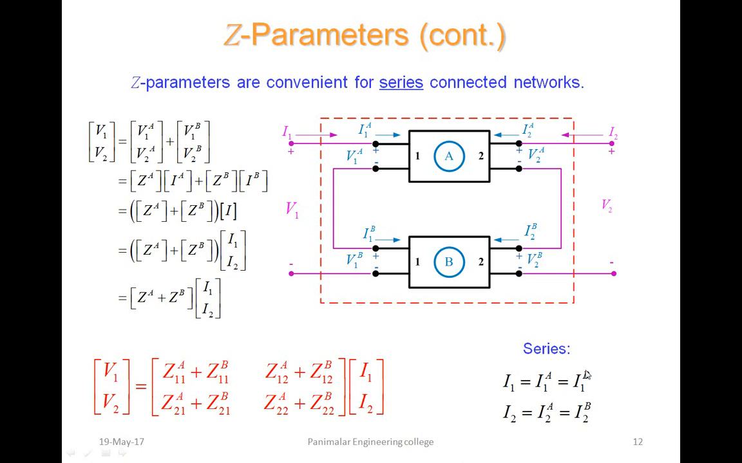Because current is going to be the same in a series circuit. Voltage is different, current is the same. So the idea behind the series connected network, we have to understand current is the same. Current in network A and current in network B is the same.